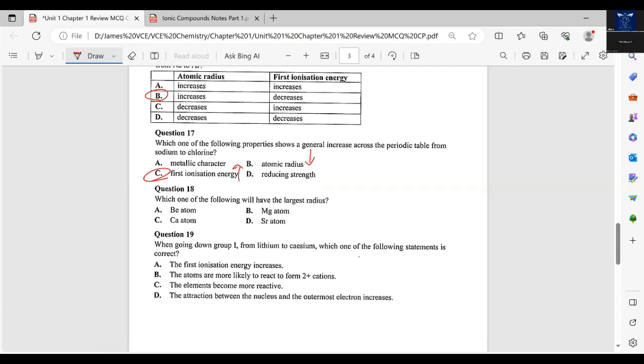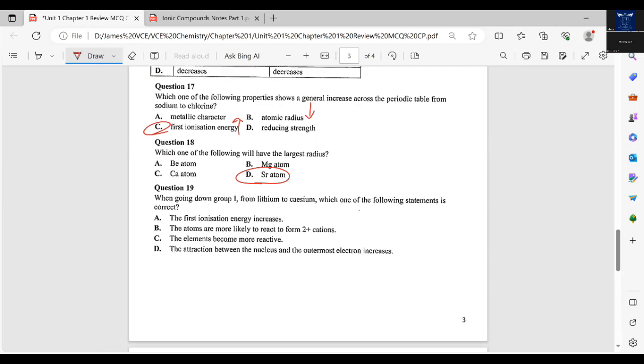Beryllium, calcium, magnesium, strontium, they are in group 2. As you go down the group, atomic radius increases. Which one is at the bottom? Strontium, right? This one you can refer to the periodic table, it's easier to look. 19.